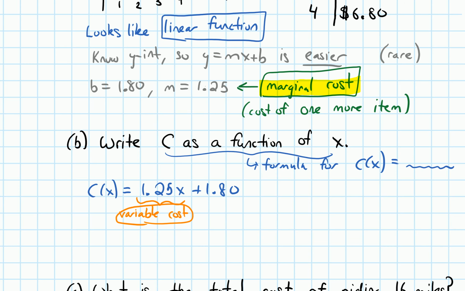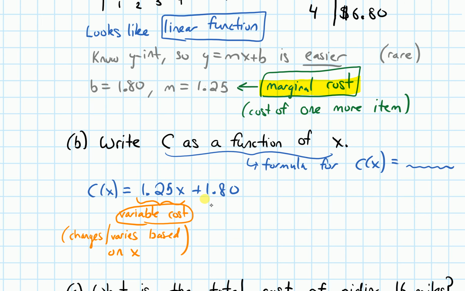And that's called the variable cost because it changes, or another word for changes is it varies, and that's why it's called the variable cost, because it varies. It varies based on x. In this case, based on how many miles the lift has traveled.